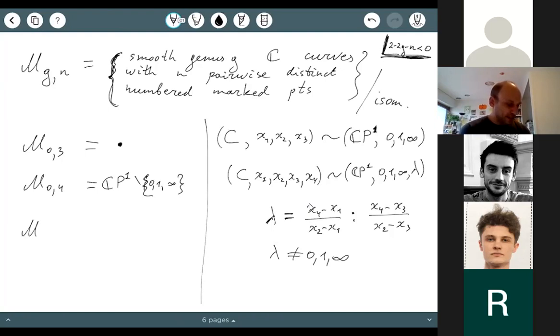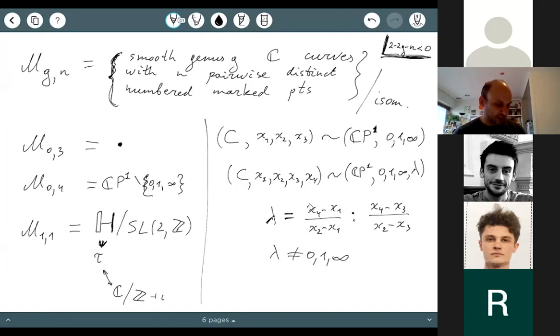And M_{1,1} is the upper half plane factored by SL2(Z). If you take a point tau, I'm sorry, this is not at all the same tau as in the tau function. It's just a complex number with positive imaginary part. Then the corresponding elliptic curve is C over Z plus tau Z. So you have a lattice generated by 1 and tau. You factor C by this lattice, and the image of the lattice itself is the marked point. So you get an elliptic curve, a genus 1 curve with one marked point.